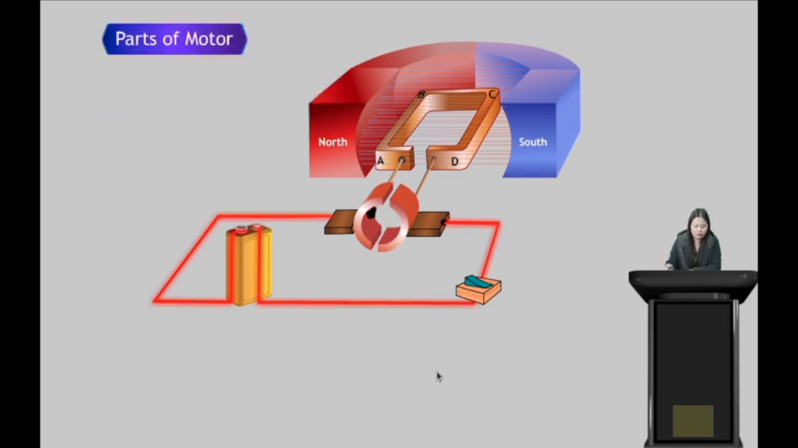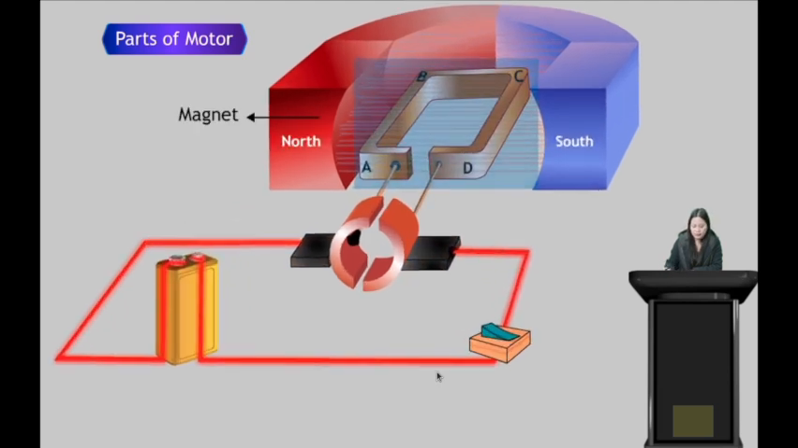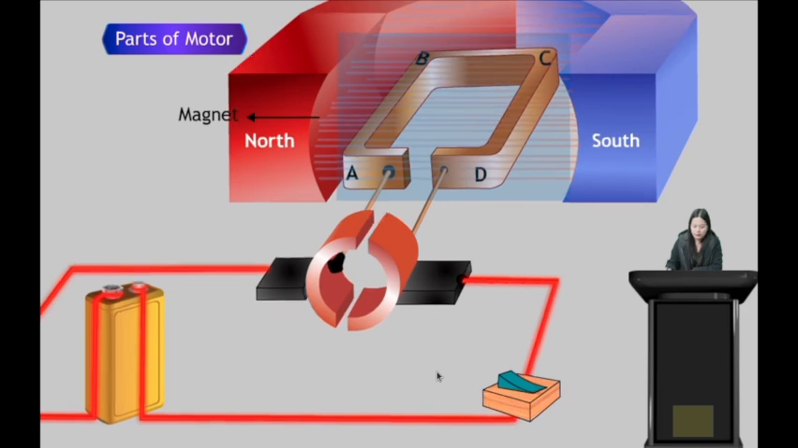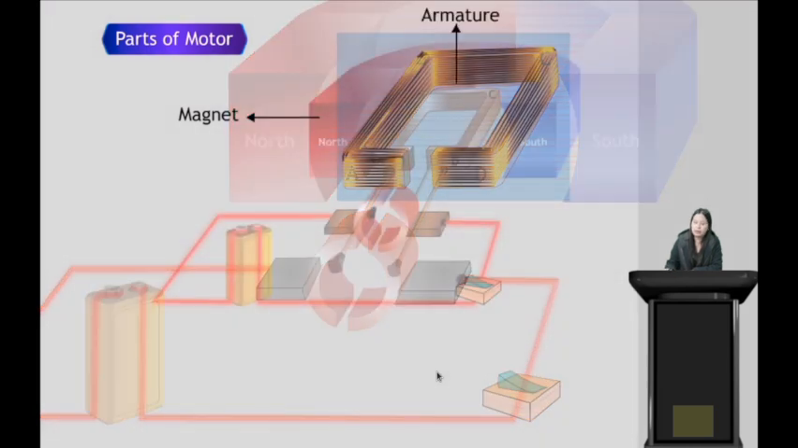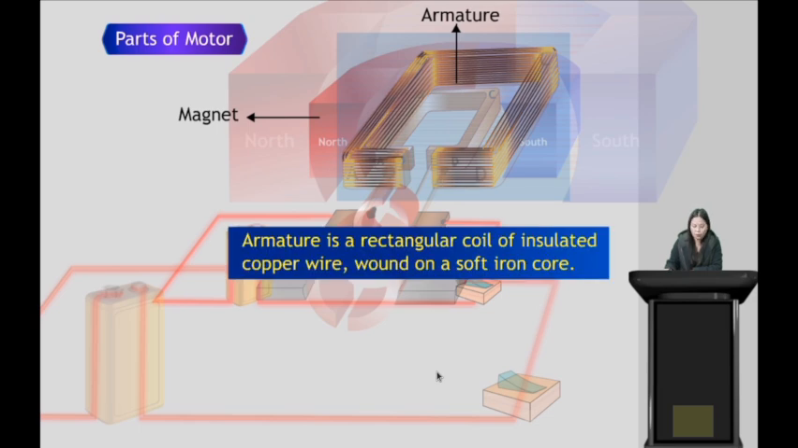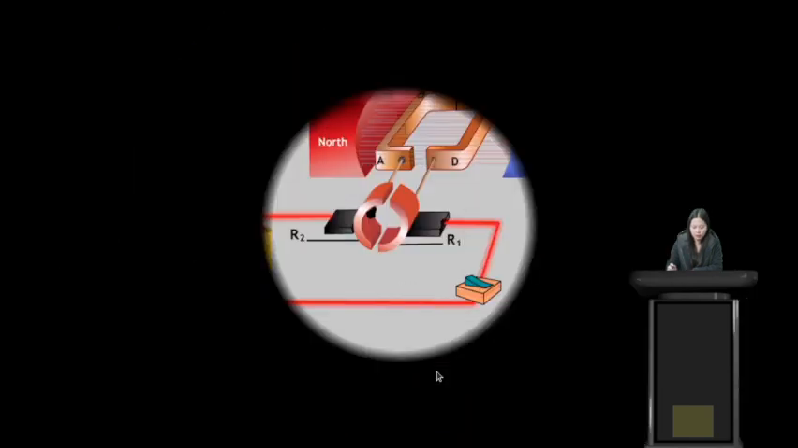So, the different parts of a motor. What are the different parts of a motor? The first thing we observe here is the North Pole and South Pole, right? When there is a North Pole and South Pole, it means there is a magnet. So the first part of the electric motor is the magnet. The next part we see here is the armature. So what is the armature? The armature is a rectangular coil of insulated copper wire wound on a soft iron core.